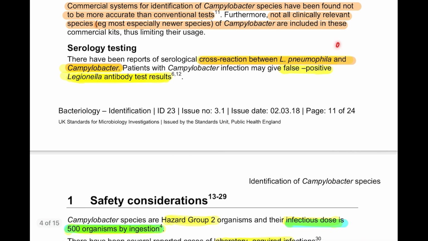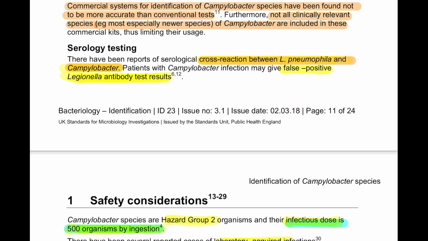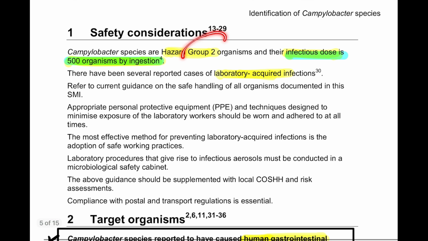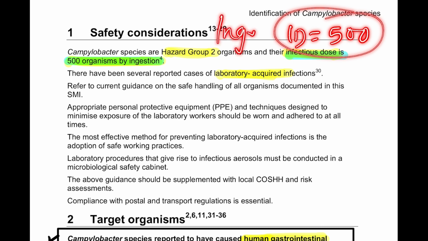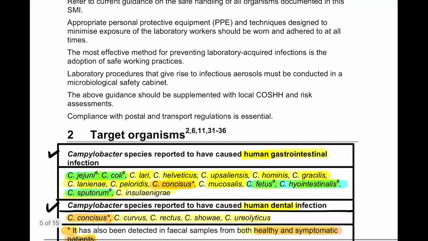Serological testing interestingly shows cross reaction with Legionella pneumophila. So it gives a false positive with Legionella, so that also we have to keep in mind. It is a hazard group 2 pathogen. Its infectious dose is 500 organisms, sorry, by ingestion. So its ID is 500 bacteria if your route is ingestion, and it can cause laboratory acquired infections. So all precautions should be taken.